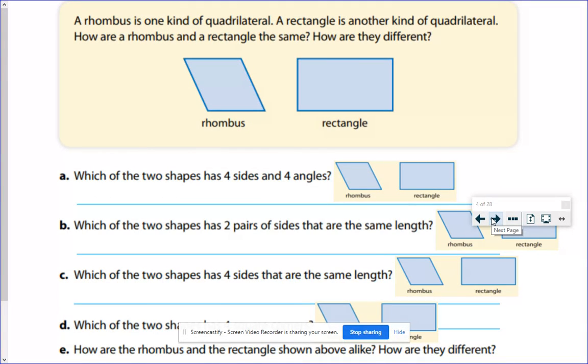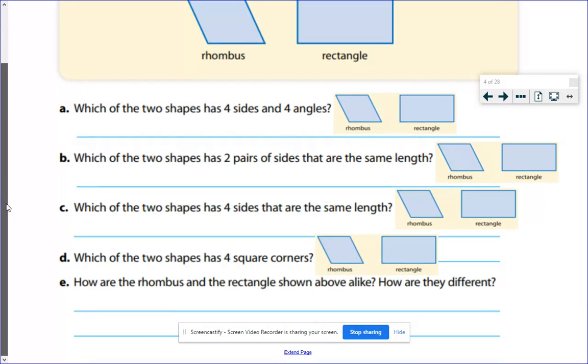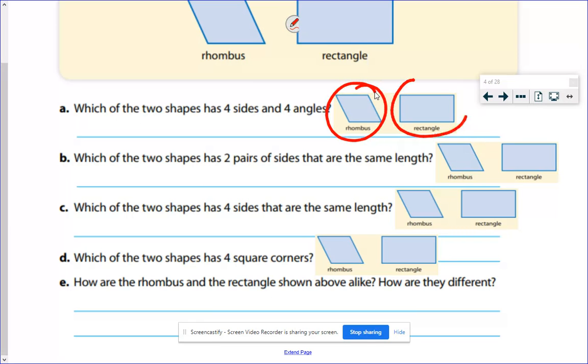A rhombus is one kind of quadrilateral. A rectangle is another kind of quadrilateral. How are a rhombus and a rectangle the same, and how are they different? So we're going to be doing some comparing and contrasting with these questions below. Which of the 2 shapes has 4 sides and 4 angles? It is both. Which of the 2 shapes has 2 pairs of sides that are the same length?